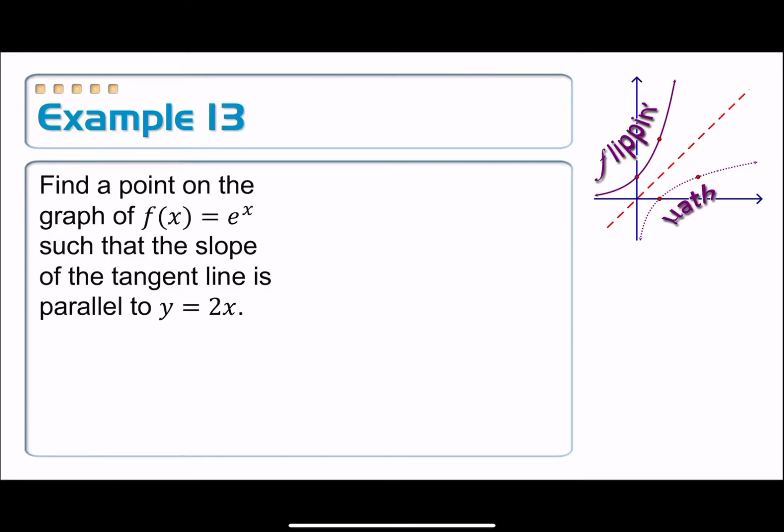For example 13, find a point on the graph of f of x equals e to the x such that the slope of the tangent line is parallel to y equals 2x. So this is not the tangent line, it's going to be parallel to this tangent line. And you remember something about parallel lines and their slopes? They have the same slope. So our slope here's got to be 2. The slope of this one's 2, so the slope of our tangent line's got to be 2.